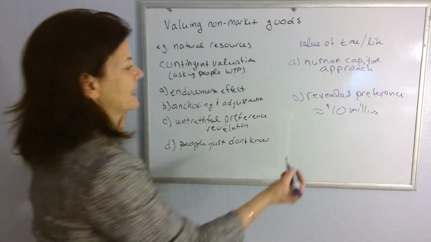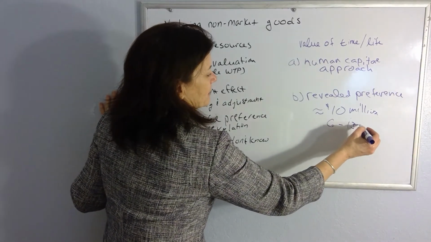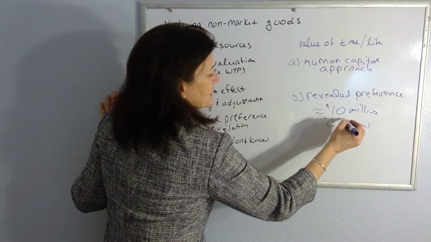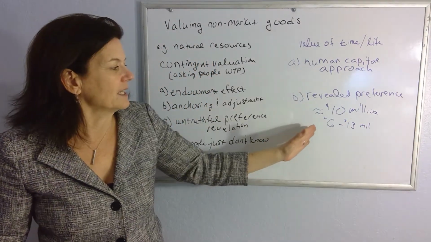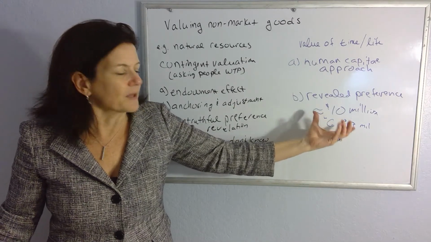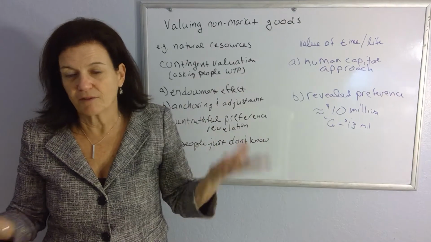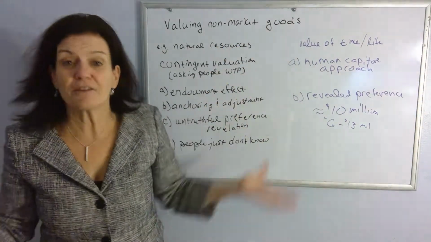There's a big range on that. So it'd be sort of like maybe 6 to 13 million. These are very rough numbers, but just giving you a general idea. So there's no concrete number, but basically if we value life at something around 10 million, that would be from a revealed preference approach. And it sounds awful, right?